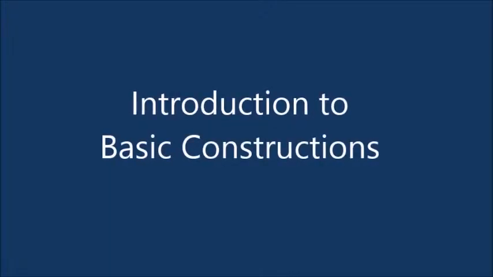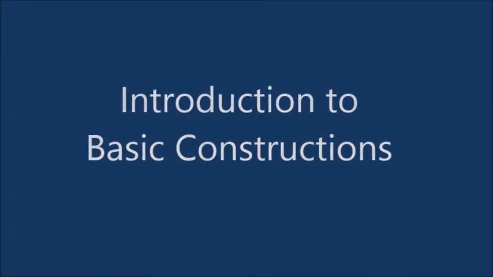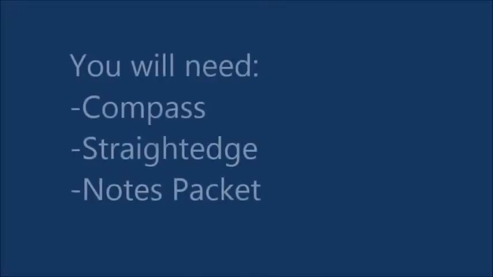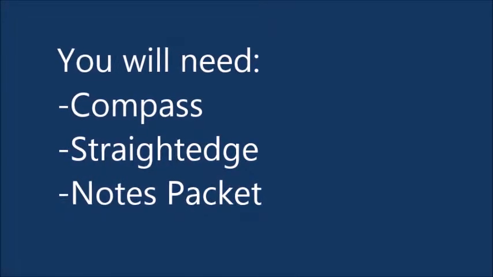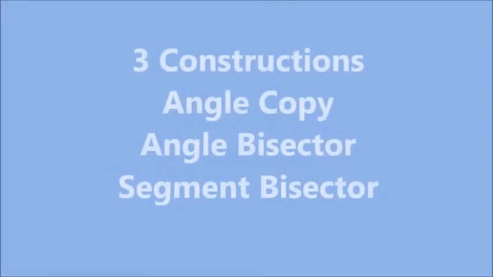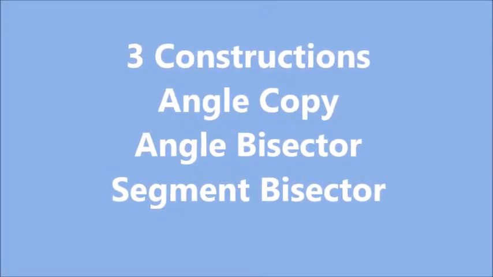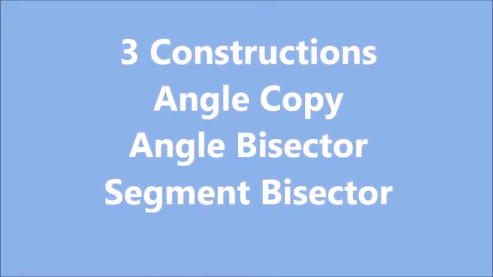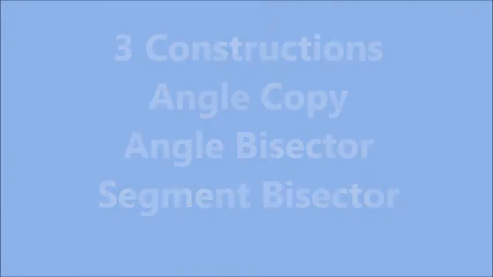This lesson is going to focus on an introduction to basic constructions using a compass and a straight edge. So you want to have both of those things out, including your notes packets for this unit. We're going to focus on three constructions, including angle copy, angle bisector, and segment bisector. Make sure you're writing down and following along with every step. Feel free to rewatch it if you need to.